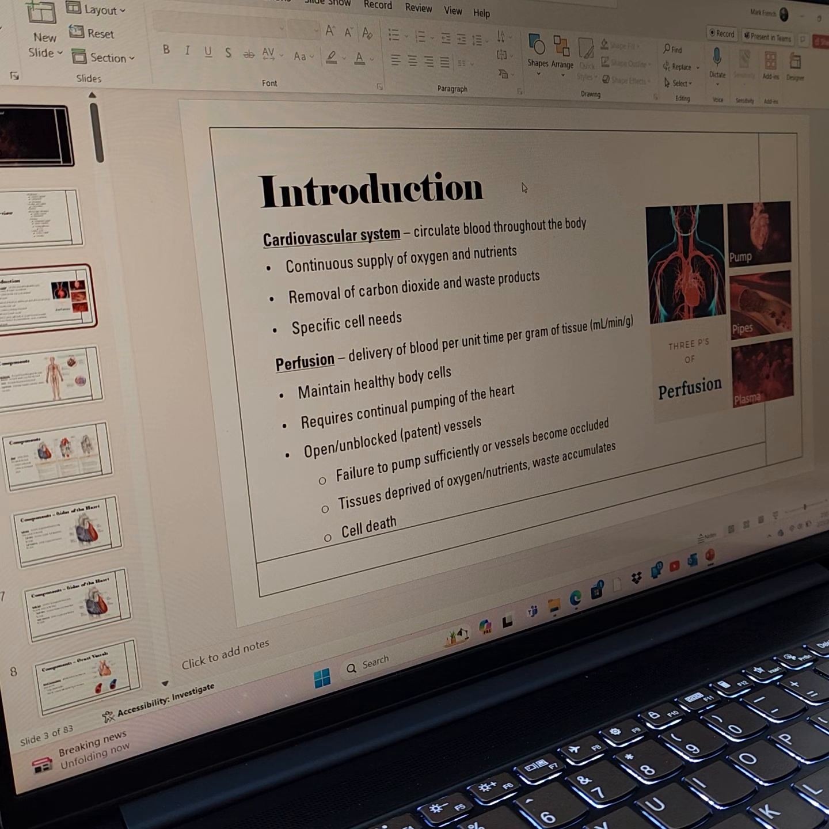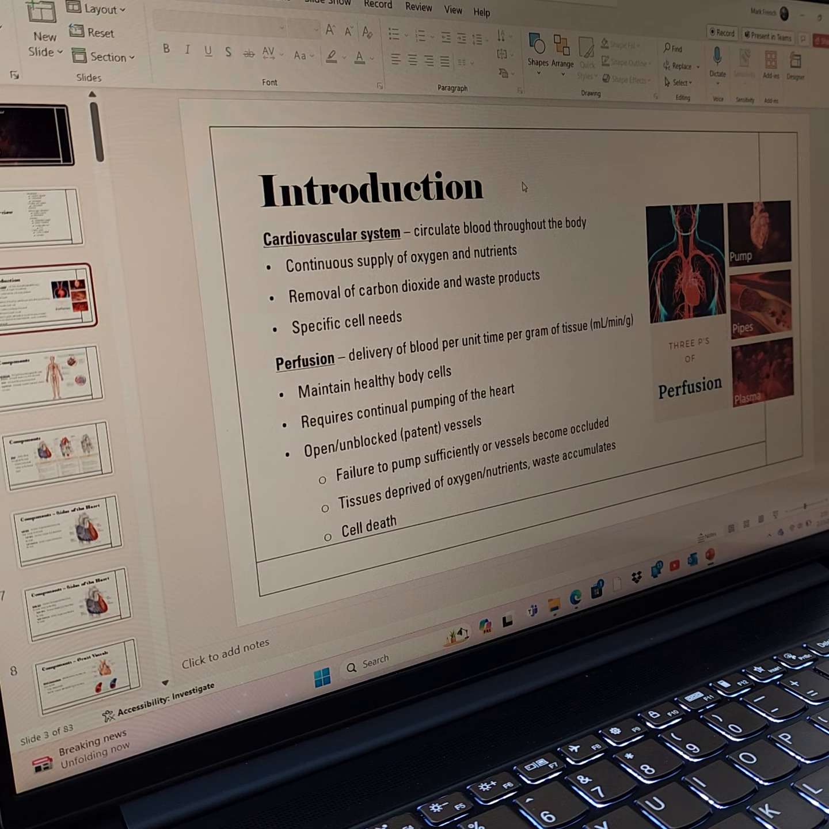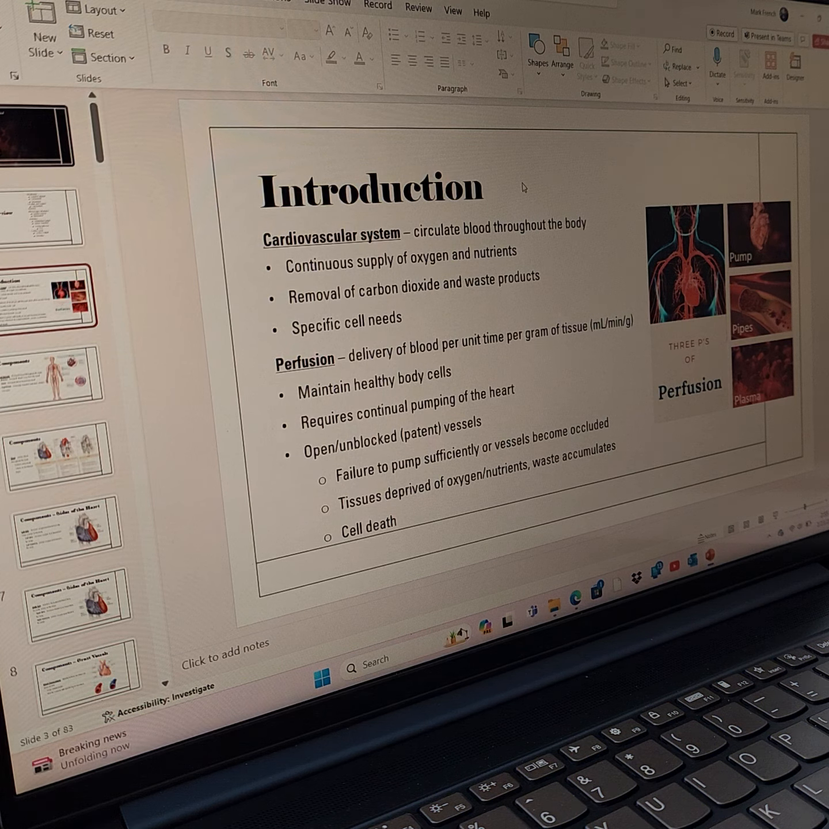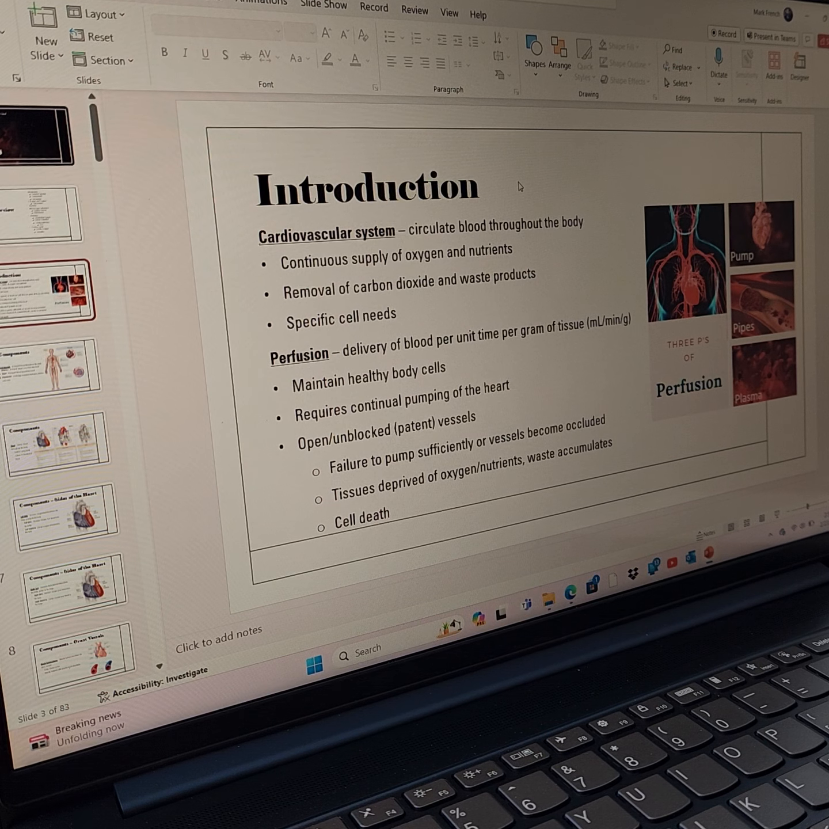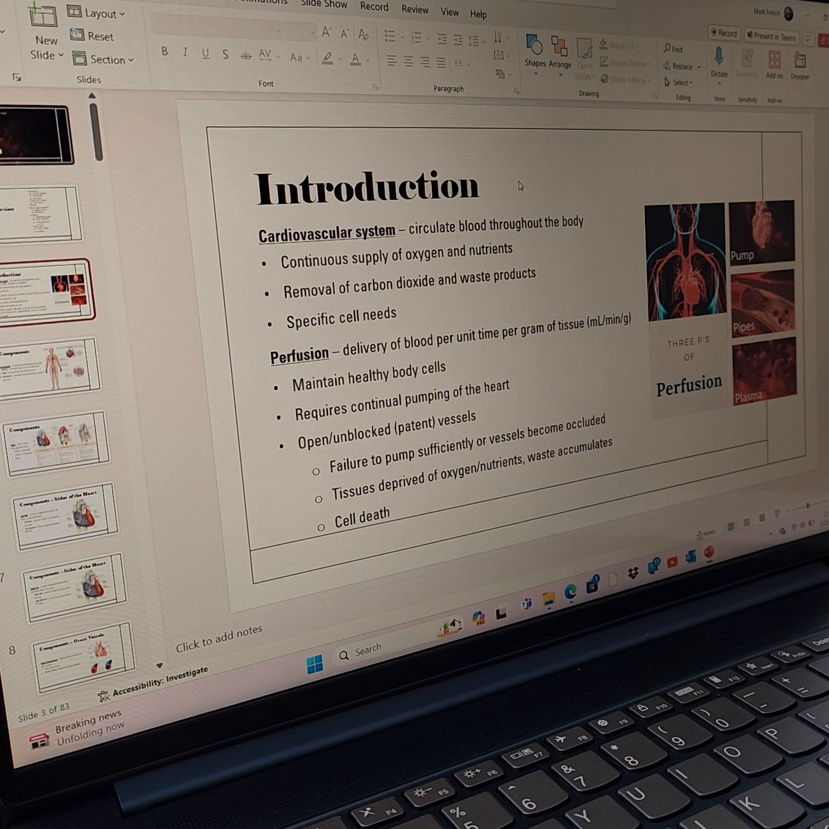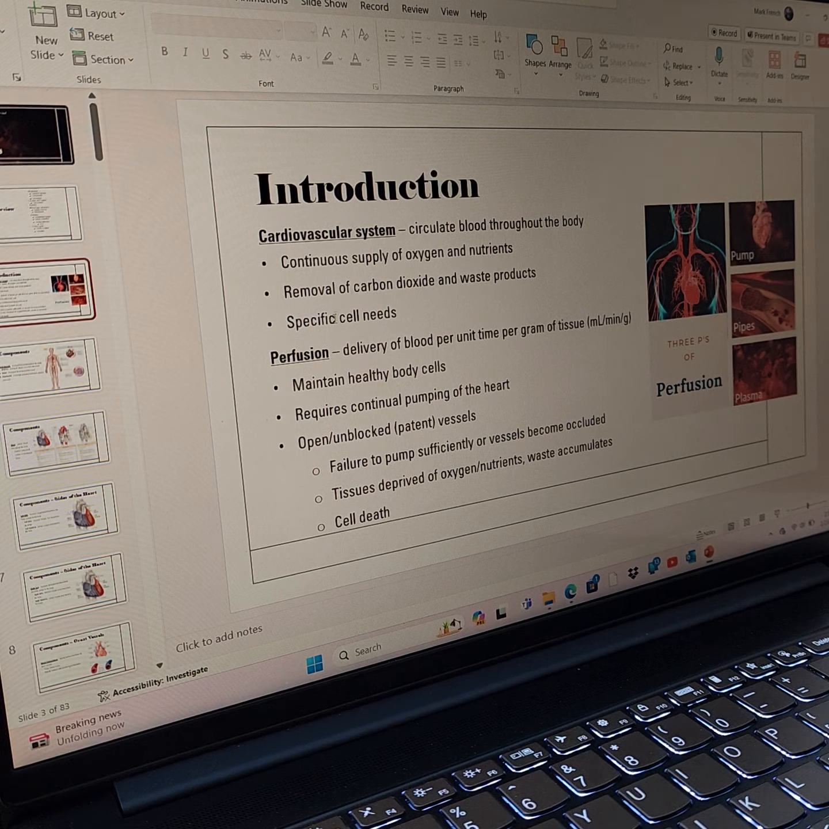Perfusion is the delivery of blood per unit time, per gram of tissue. That's the calculation that we're going to want to remember. So milliliters per minute per gram of tissue. And then this obviously helps maintain healthy body cells. Requires continual pumping of the heart, open, unblocked vessels.